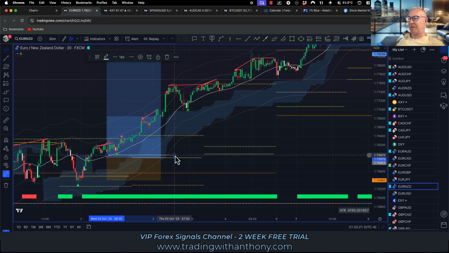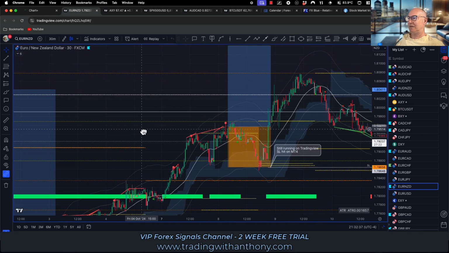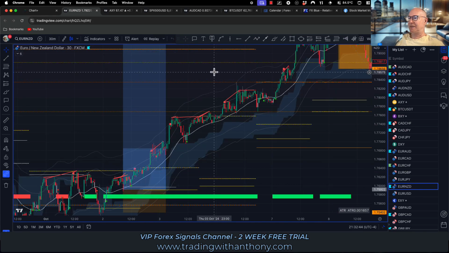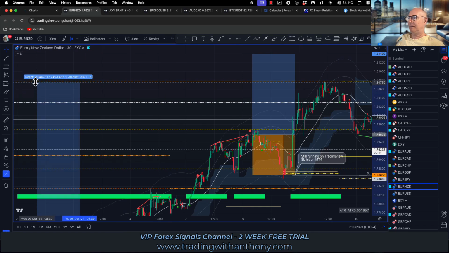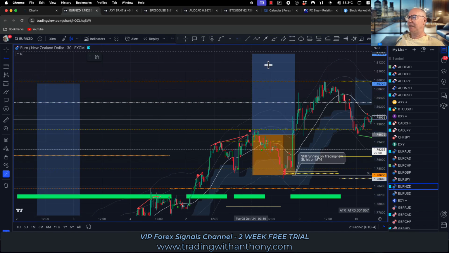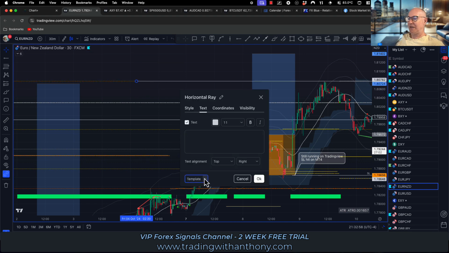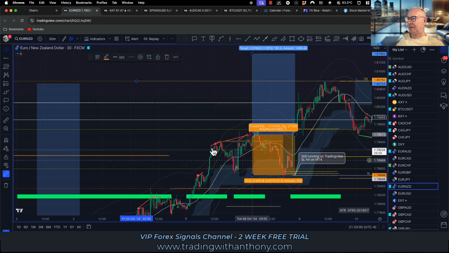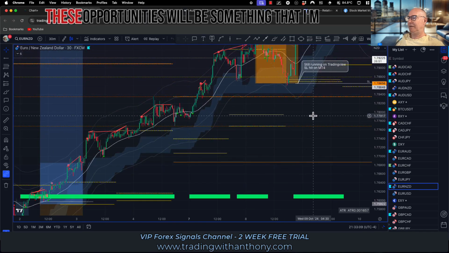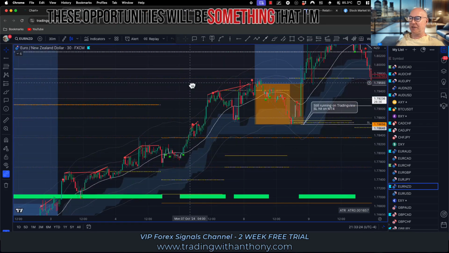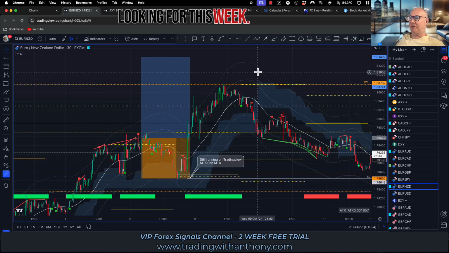So there's a stop loss at break even here, and look what we get. And you only need one of these a week. There's an 8.6R if we run with that and closed it, well, even up at this level here. You can see these dotted lines and this orange line. The orange line is a weekly high or low, so you can look for these opportunities, 9R possibly, 8R. These opportunities will be something that I'm looking for this week.